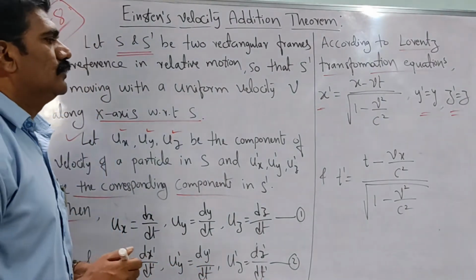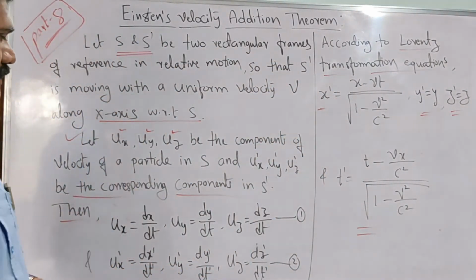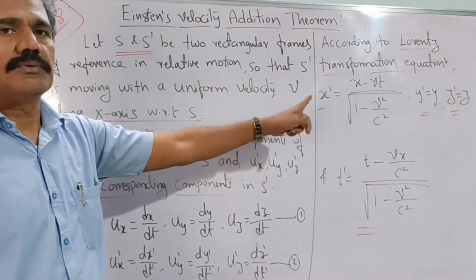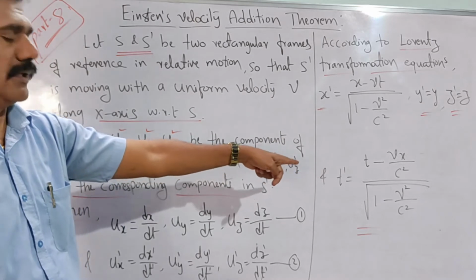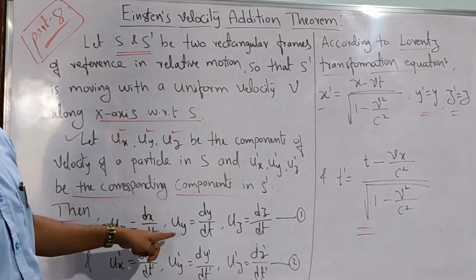Now use these transformation equations to get the velocities of the particle. If you know the exact position coordinates according to the Lorentz transformation, and differentiate with respect to time t, you will get the velocities with respect to S.